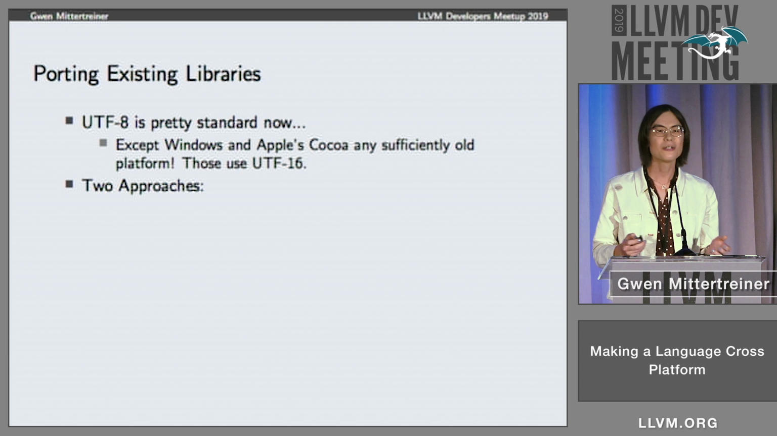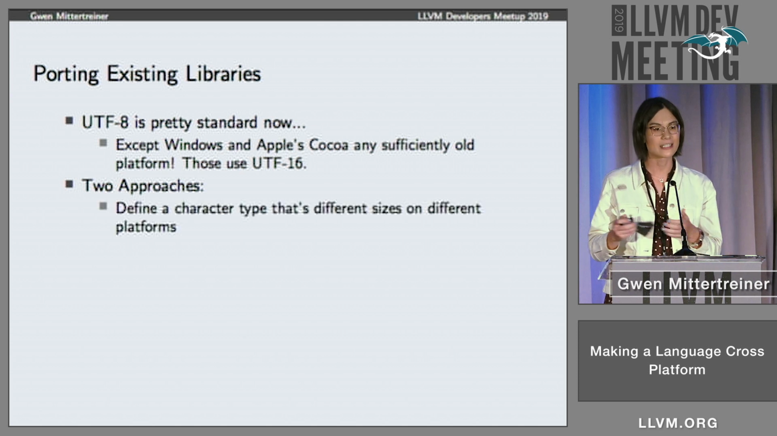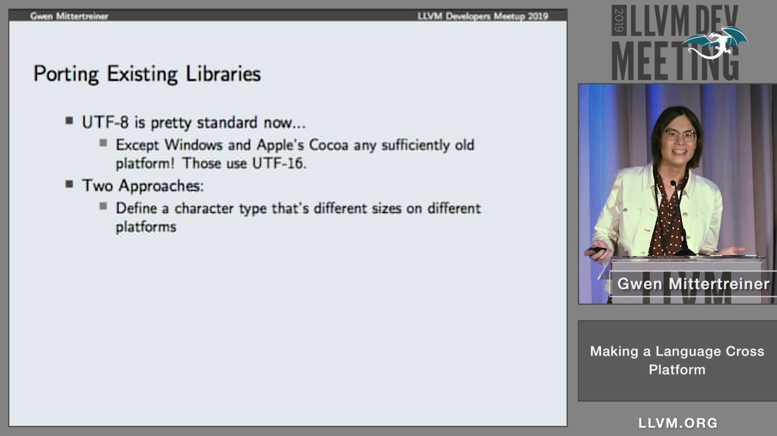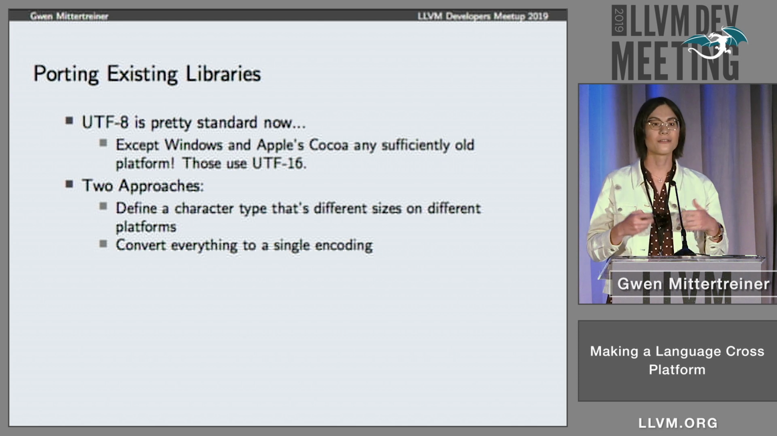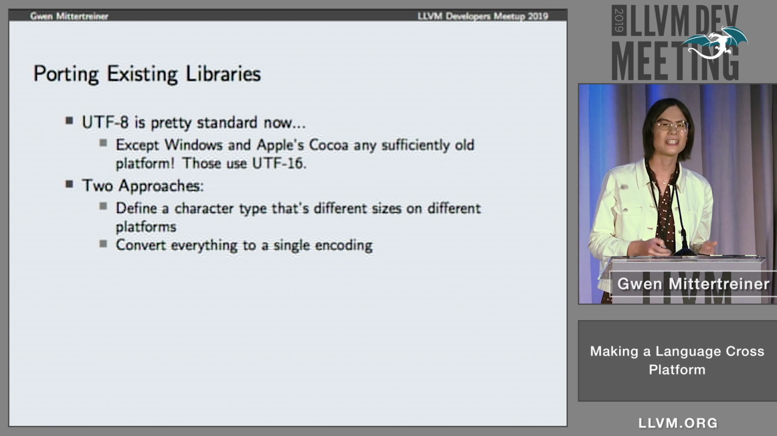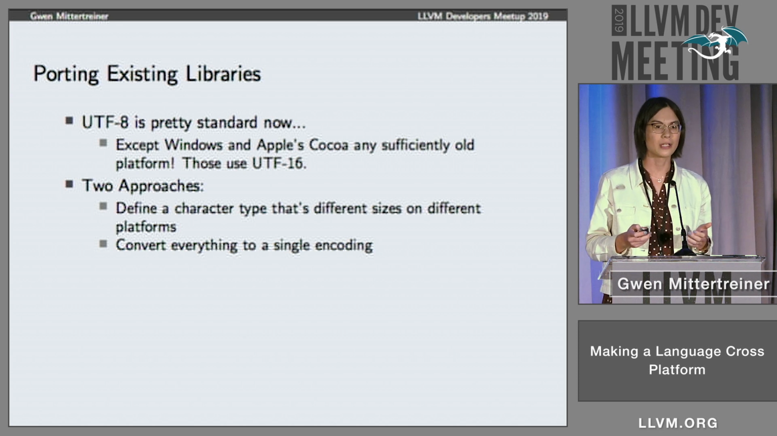So there are kind of two approaches to handling this. You can define a platform-specific type that's different sizes on different platforms, and this is okay until you have to do any sort of string manipulation. Then you have to know what's actually inside. So the conventional wisdom is to convert everything to a single encoding, usually UTF-8, and then convert back on the edges. And this is something that both Swift and LLVM actually do.